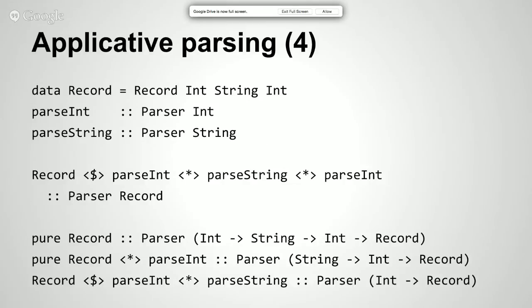So, in fact, there I show exactly what I described, so I wasted breath describing it verbally, but that's essentially how it works. You know, the pure record is the parser that purely returns a function that takes an int, a string, an int, and a record. And all of those side effects that will happen occur in the parseInt, the parse string, and then the next parseInt.